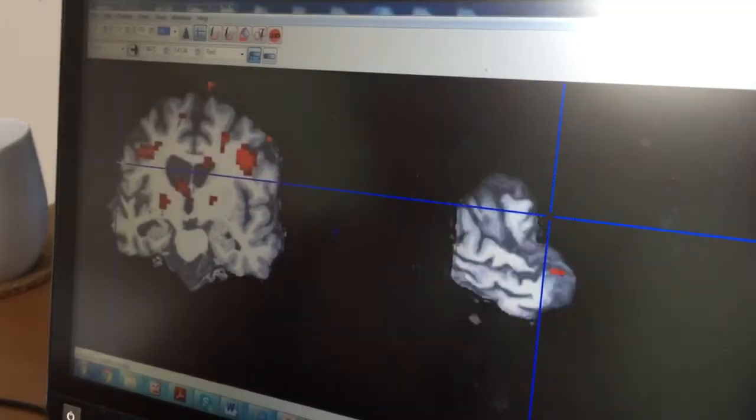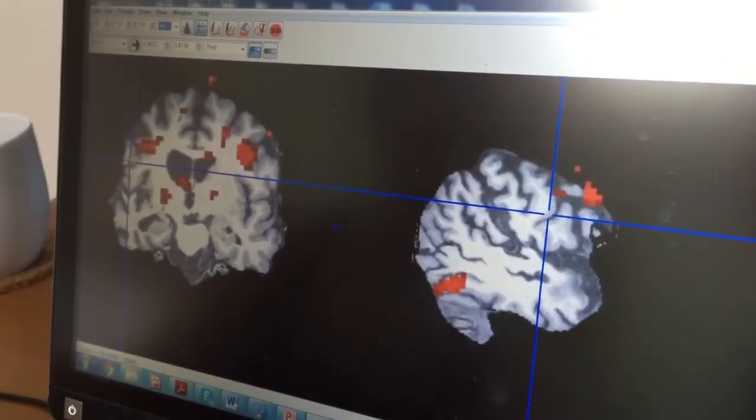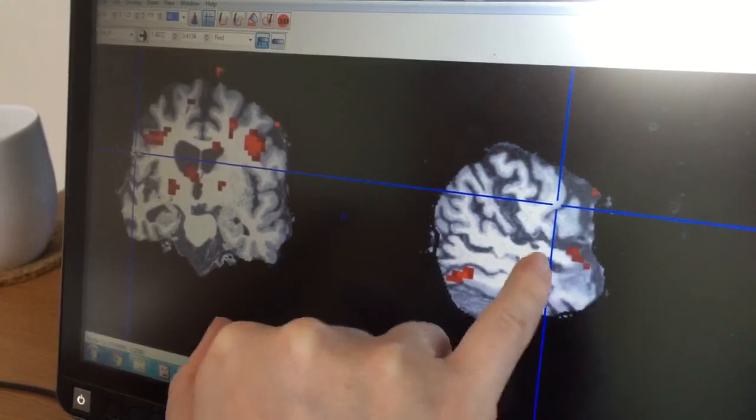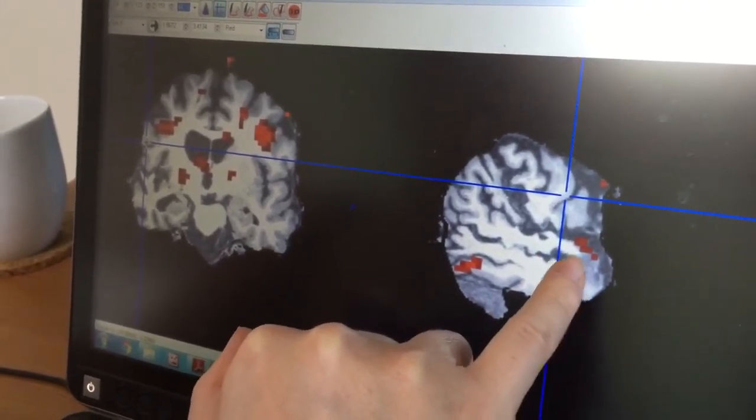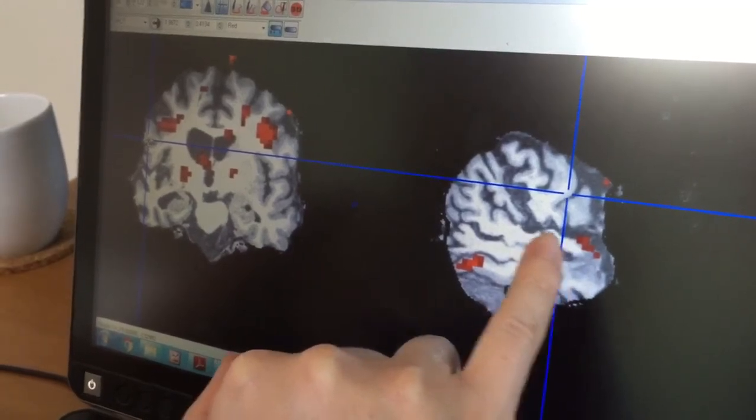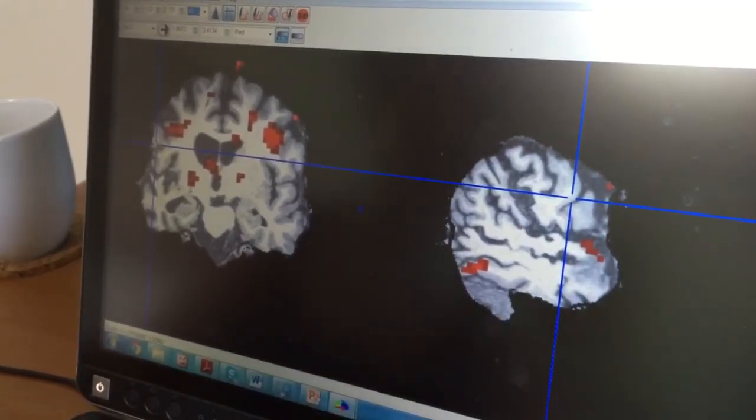And then, oh look, this is very nice. This is some activity right around the edge of your stroke, which is good. We want the bits around the edge to try and take over.